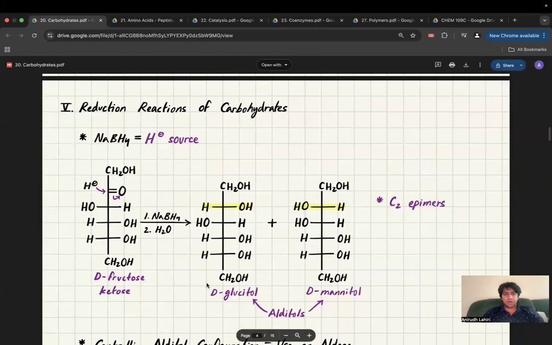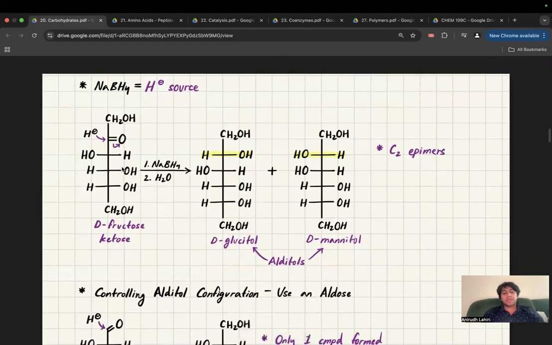Reactions for reduction of carbohydrates. NaBH4 is generally the reagent that you'll see when we do reductions with respect to carbs. I know you had to learn a lot of reagents for reduction in the previous chapters, but NaBH4 is pretty much the main one that we use as an H minus source. So being an H minus source, it would react exactly how you'd expect.